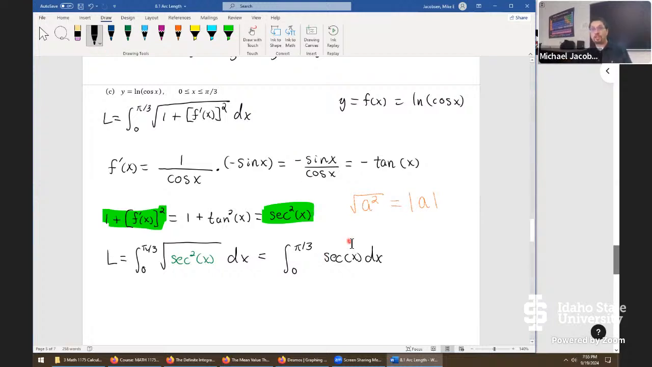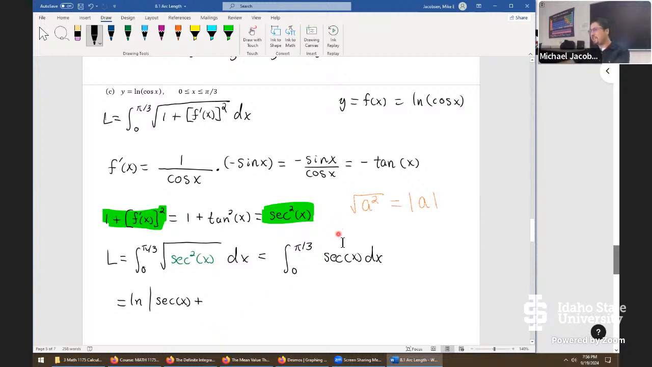This one, as an antiderivative, comes up a good amount. It's a natural log of the absolute value. And the way I memorize it is if it's secant, secant comes up again. Then we have to go plus. And anyone remember the rest of it?